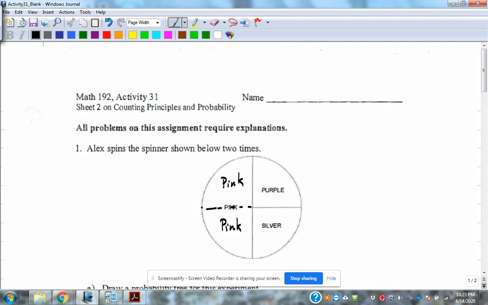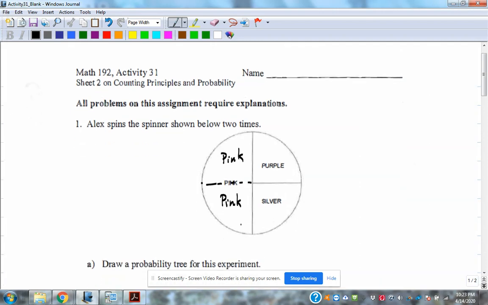All right, so part A asks us to draw a probability tree for this experiment. So a probability tree works like this. For this experiment, we're spinning it 2 times. So you're going to have a beginning of each first spin. How many colors are there to begin with? There are 3 colors: pink, purple, and silver. So your first spin is going to have 3 choices. You're going to have pink, purple, or silver.